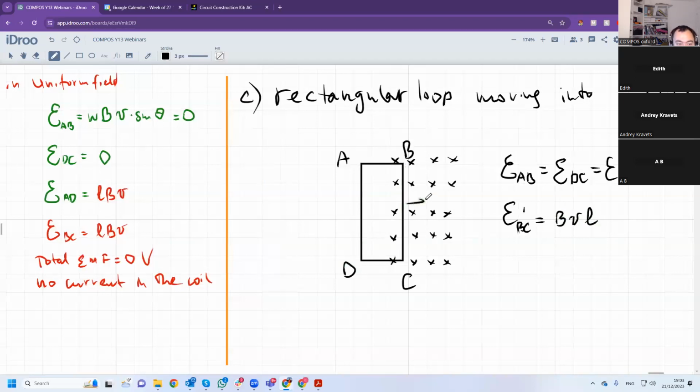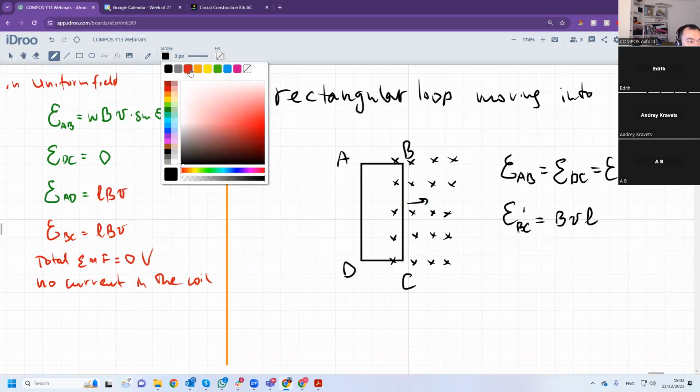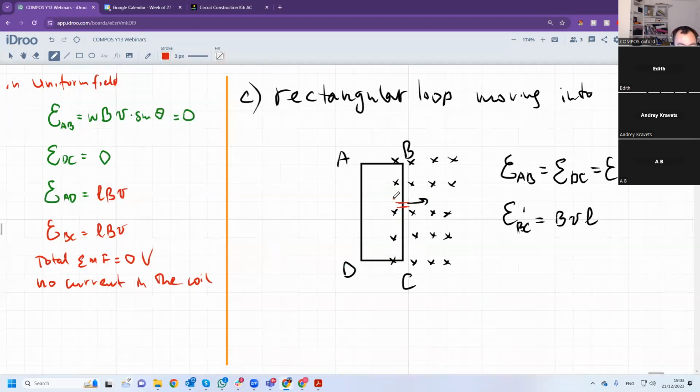But the EMF in BC is equal to BVL. And because that's the only source of EMF, there will be a current in the coil.